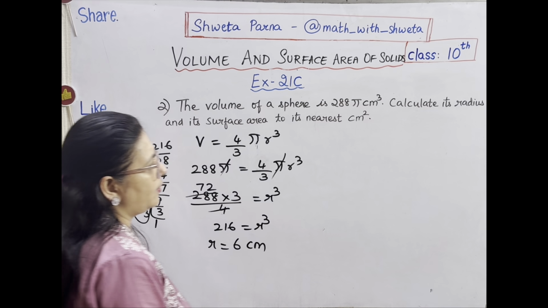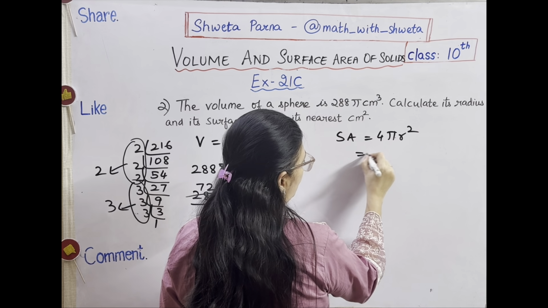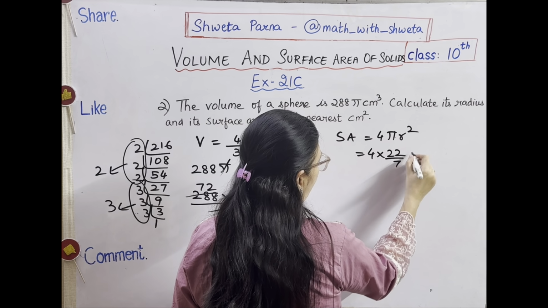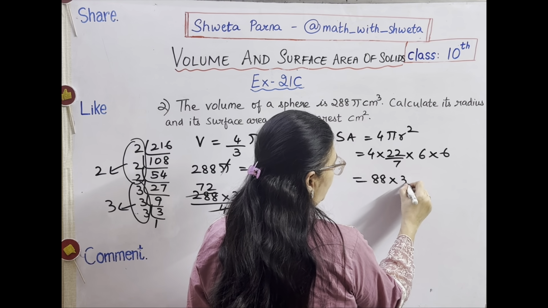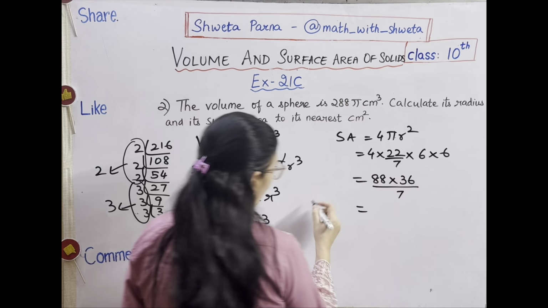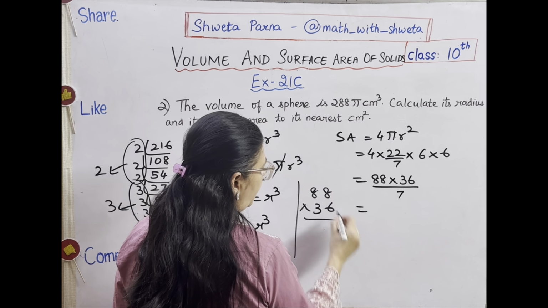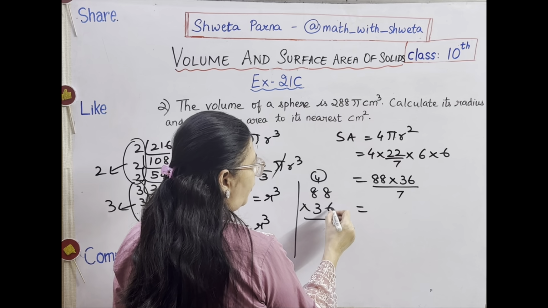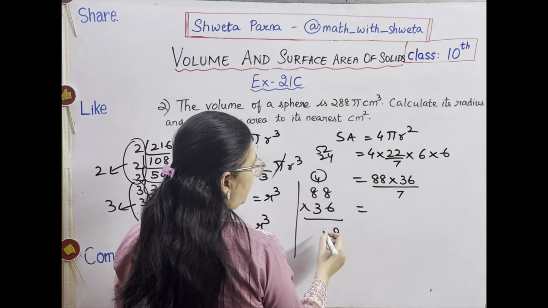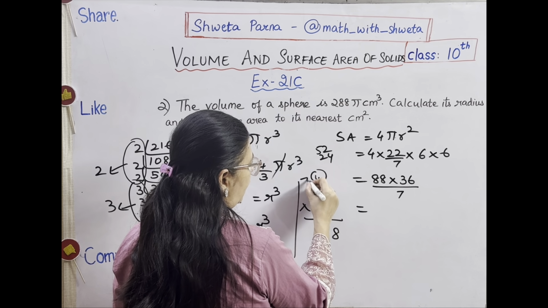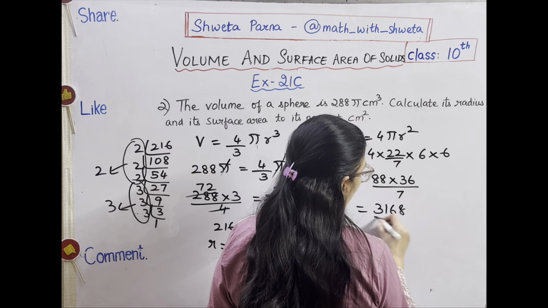Okay. Now you have to find the surface area. What is the surface area? It is 4 pi r square, which is 4 into 22 upon 7 into 6 into 6. 88 into 36 upon 7. Come on, let's do our method. 88 into 36. 8 6s are 48, 4. 8 6s are 48, 48 plus 4 is 52. 52 plus 24. It is 6 and 7. 8 3s are 24. 3168 upon 7.